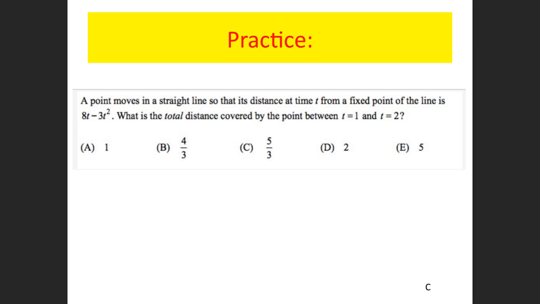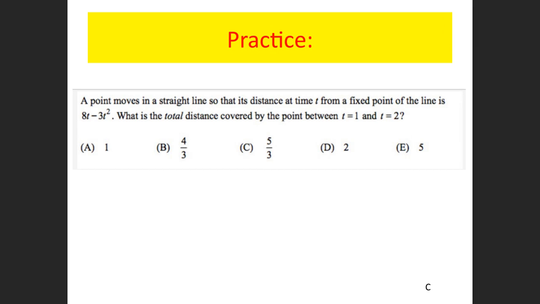And here is the last slide for today. It says a point moves in a straight line so that its distance at time t from a fixed point of the line is 8t minus 3t squared. What is the total distance covered by the point between t equals 1 and t equals 2? Okay, and I would assume that it's probably changing directions someplace in there. We better do this because we're almost out of time here.